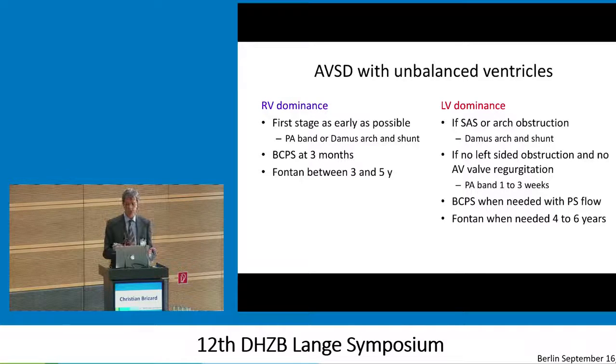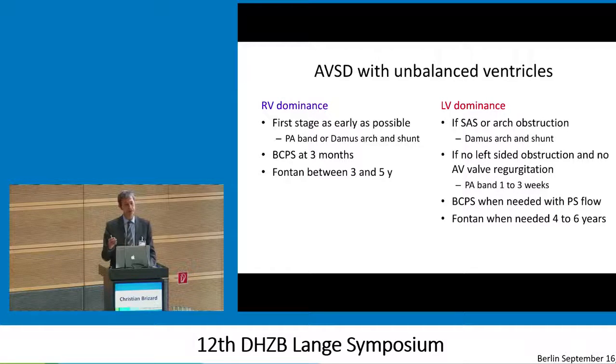If there is no left-sided obstruction and no AV valve regurgitation, we would do a pulmonary artery band between 1 and 3 weeks of age. Then we would do a bidirectional cardiopulmonary connection later than the 3 months. We would do it when the patient requires it.